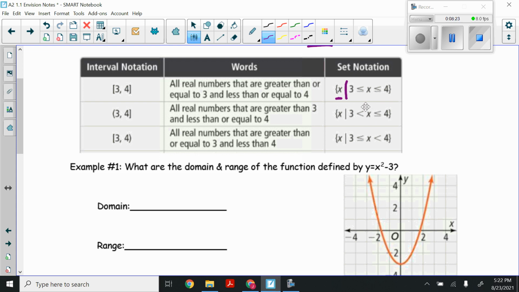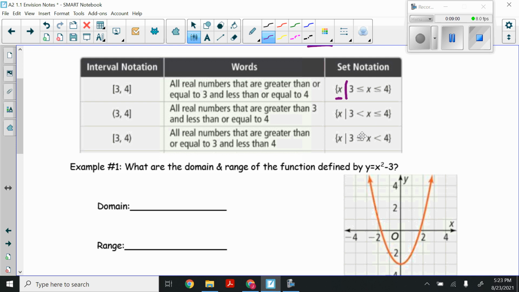In the next type, we have a parenthesis 3, 4 bracket. In words, this is all real numbers that are greater than 3 and less than or equal to 4. So the number 3 itself is not included, but everything bigger than that, so 3.00001, 3.2, 3.5, those are included. The number 4 is included. In set notation, we see the variable is x, and x is between 3 and 4, with 4 being included. So we could say x is greater than 3, but less than or equal to 4.